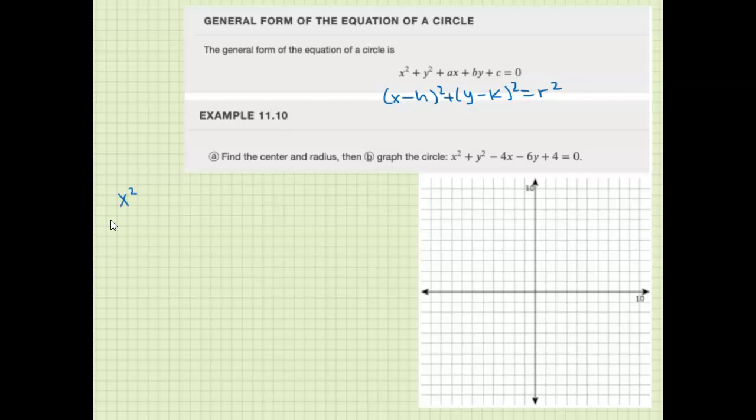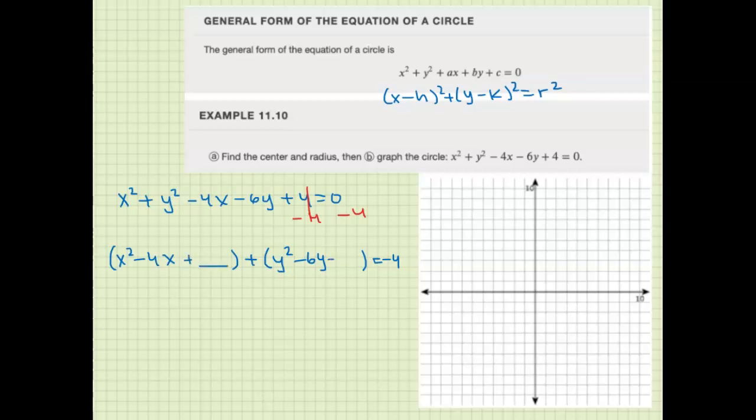So here's the procedure. We're going to take the equation that we're given, x squared plus y squared minus 4x minus 6y plus 4 equals 0. All right, so we're going to put this constant to the other side because it's sort of in the way, and we're going to separate the x's and y's. So we're going to have x squared minus 4x together, and then plus y squared minus 6y together equals negative 4. Okay, so I put them together in parentheses, and notice I left a space here and I left a space here.